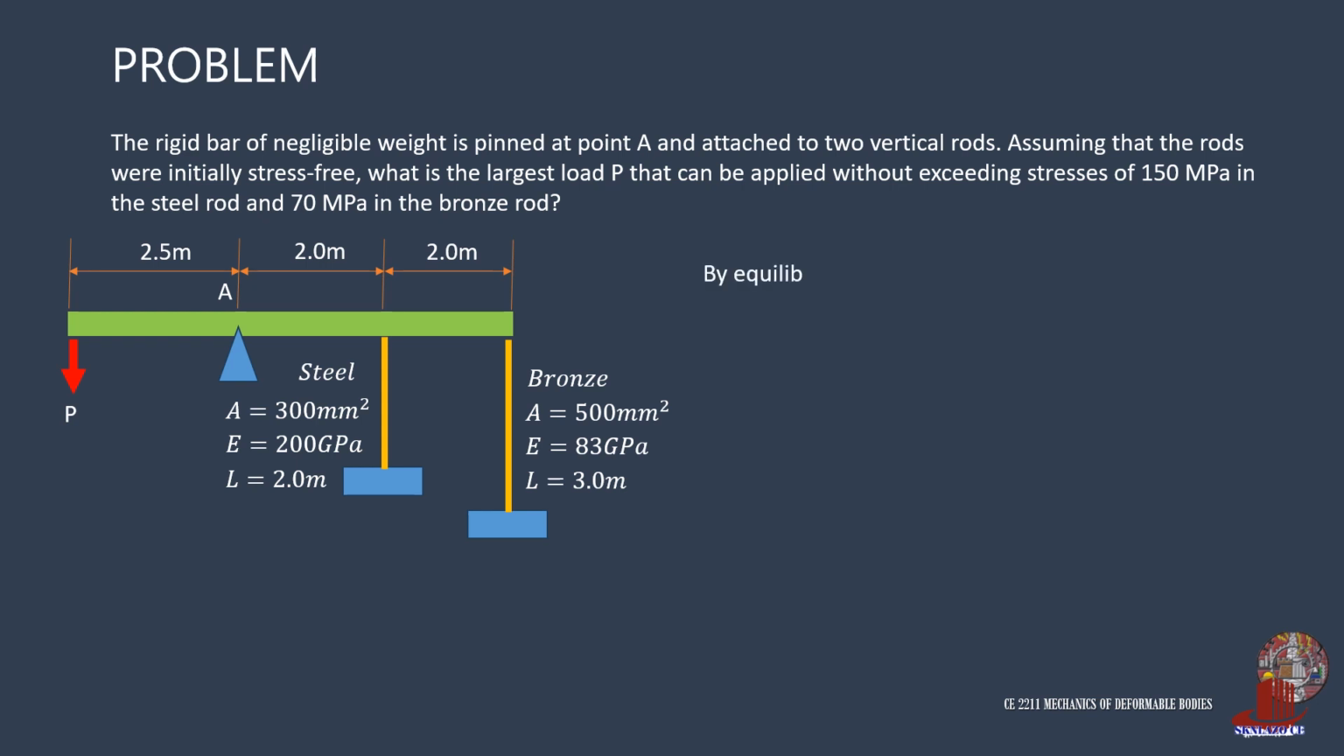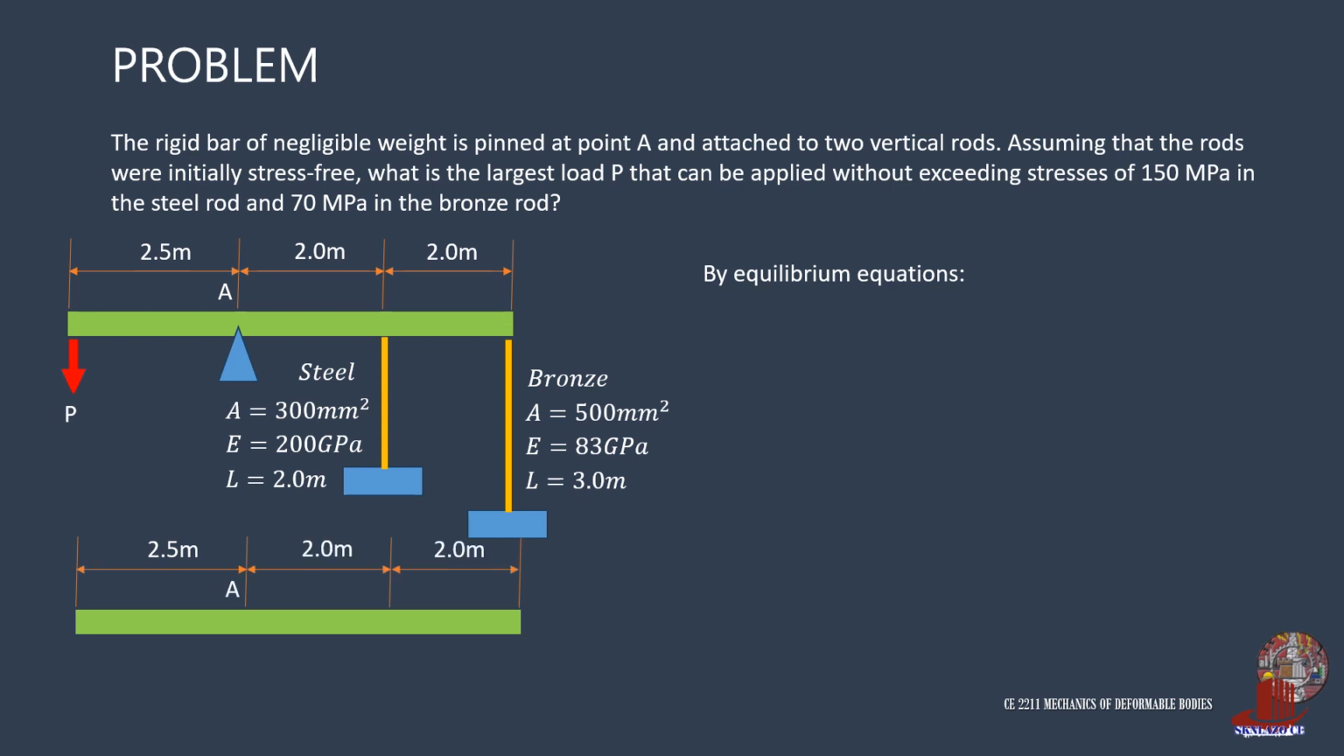The first equation to use comes from equilibrium, and with the presence of a fulcrum, there occurs a pair of reactions. Draw the free body diagram of the bar where the load is placed at the left end, followed by the horizontal and vertical reactions at point A. Then, place the forces from the steel and the bronze rods.